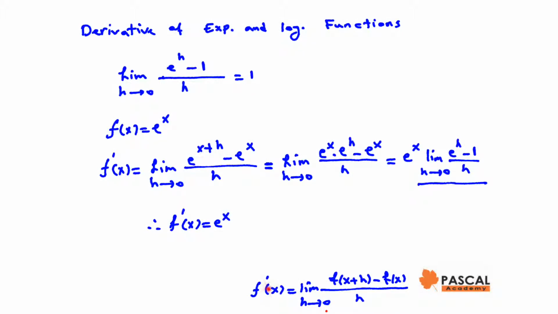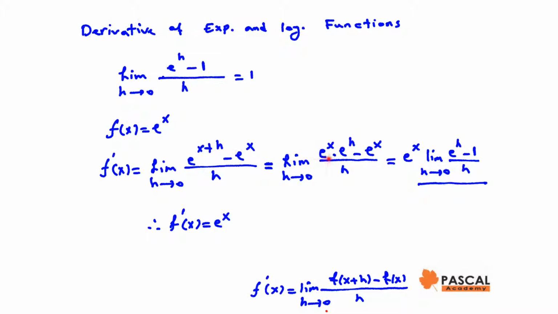We know the derivative of a function f(x) is the limit of (f(x+h) − f(x))/h as h approaches 0. Therefore, the derivative of f(x) = e^x is the limit of (e^(x+h) − e^x)/h as h approaches 0.